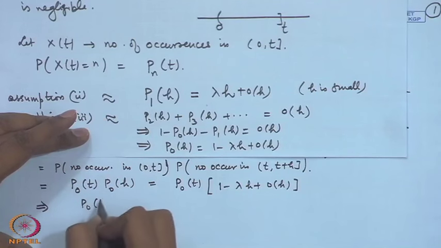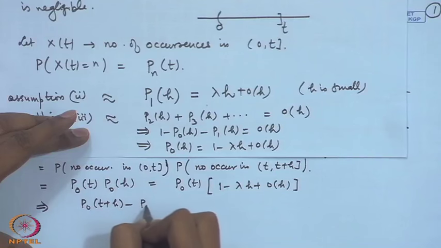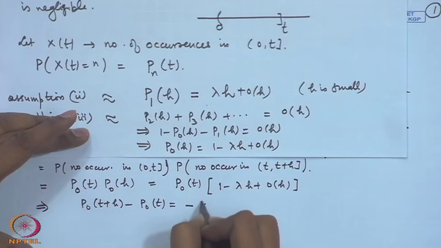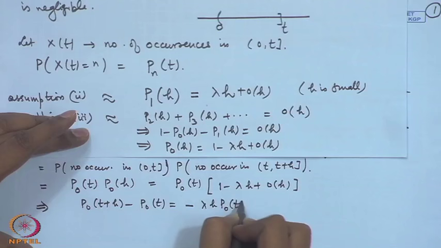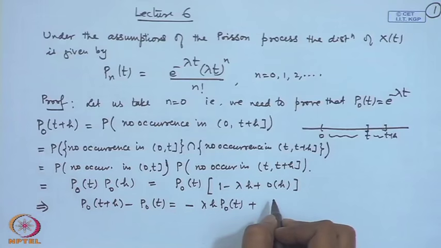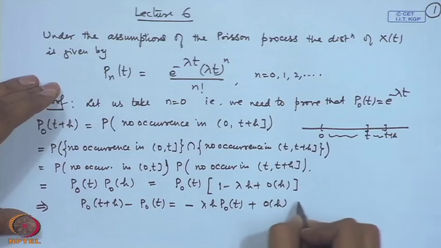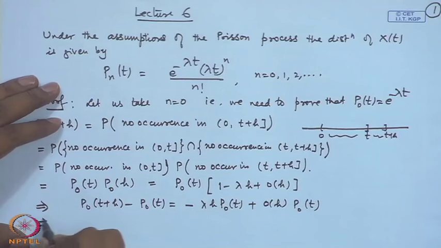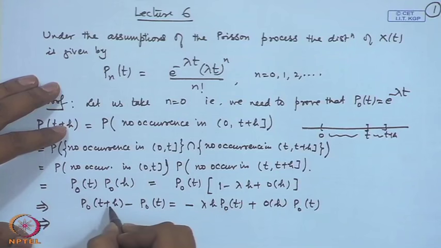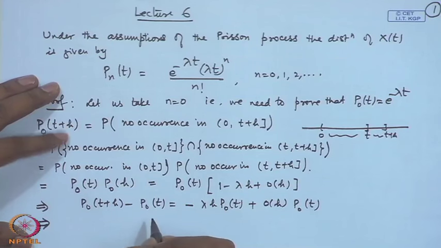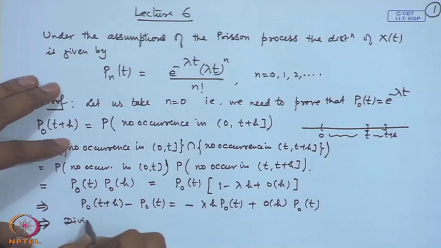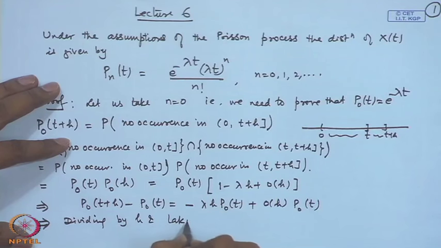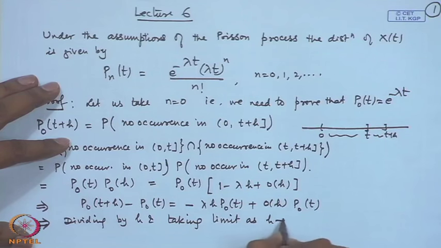So, p0(t+h) minus p0(t) is equal to minus lambda h p0(t) plus o(h) into p0(t). Now, we can consider division by h, and we can take the limit as h tends to 0. So, dividing by h and taking the limit as h tends to 0.